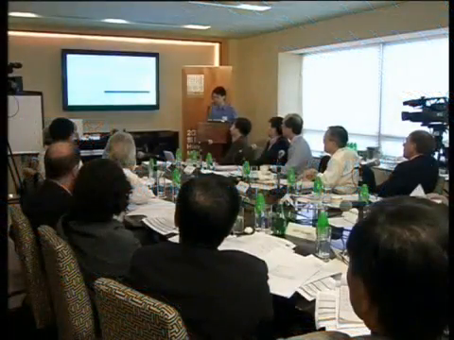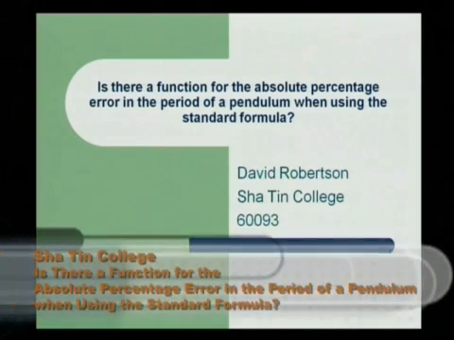Today I will be discussing whether there is a function for the absolute percentage error in the period of a pendulum when using the standard formula. My team number is 60093.